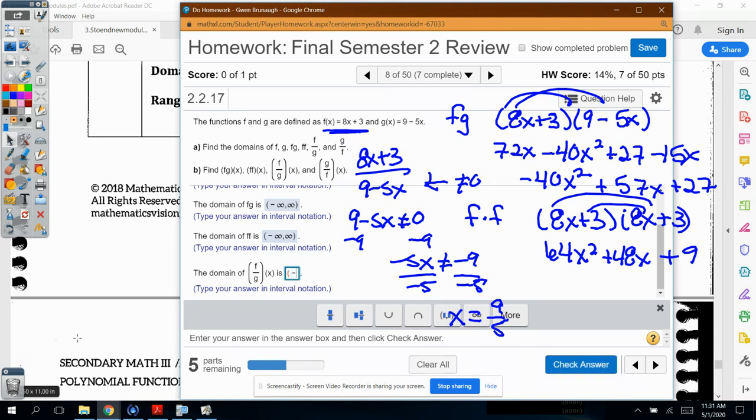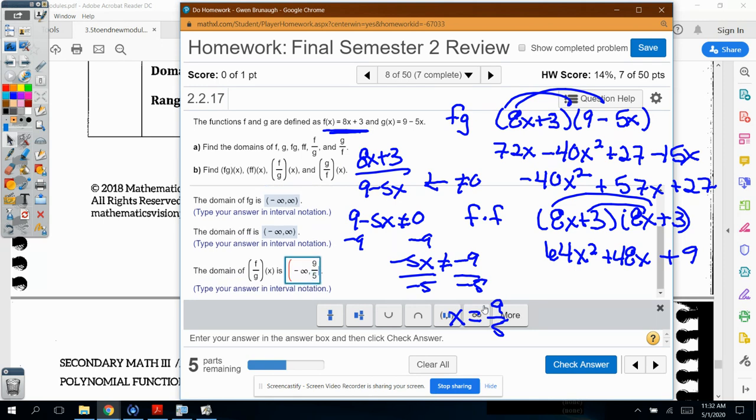It can be negative infinity. Then it has to stop at 9/5. And then you do the union, because then it picks up again at 9/5. And then it goes on to infinity.